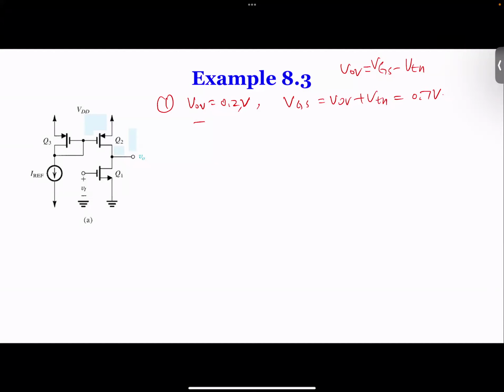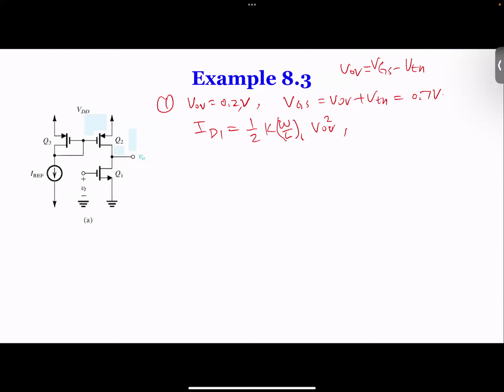Now, in order to calculate the ratio of W over L, we need to get to this equation. Over here, you see K is given, VOV is given, and ID1 is given. You plug in all the numbers, you will get your W over L. The only thing you have to be careful about is units, because sometimes it's milliamps, sometimes microamps. If you use milliamps, use everything in milliamps, or if you use microamps, everything in microamps, and you will be good.